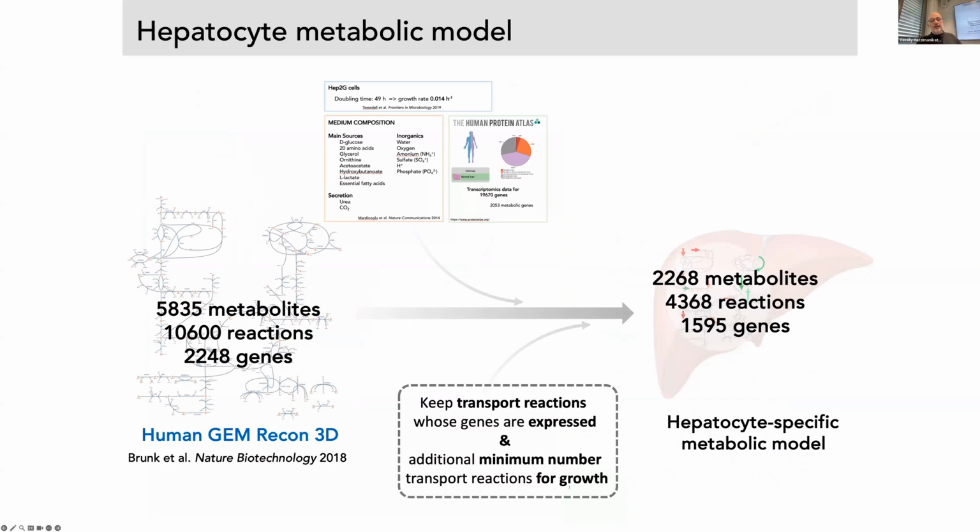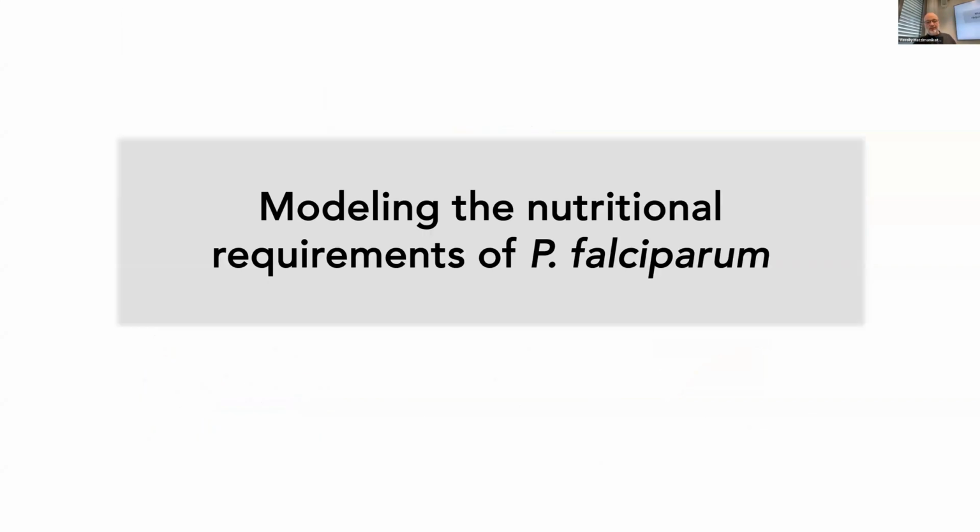Then we also identify the minimum set of reactions required for growth, given a certain medium. And we end up with the hepatocyte model that has 2,200 metabolites, which is much less than the previous total model. It has 4,000 reactions and 1,500 genes. So now we have a genome-scale model that is specific to the hepatocyte.